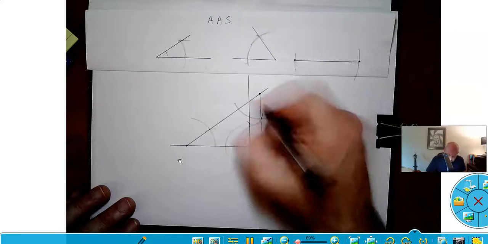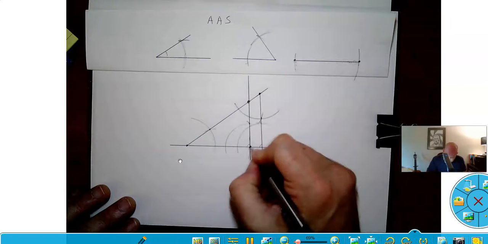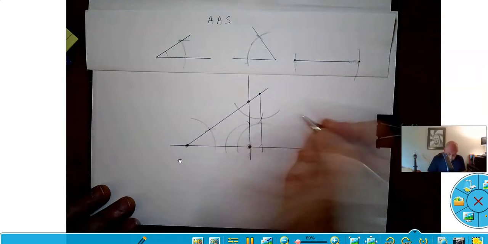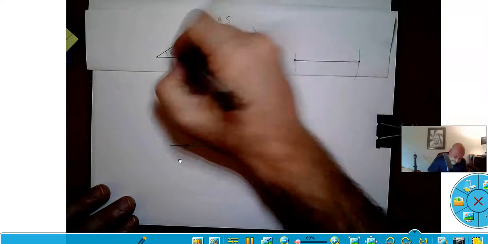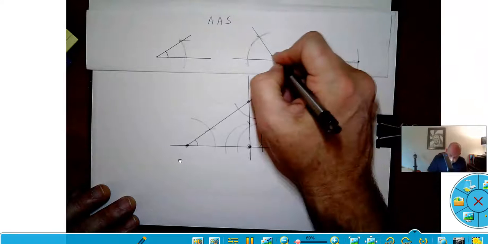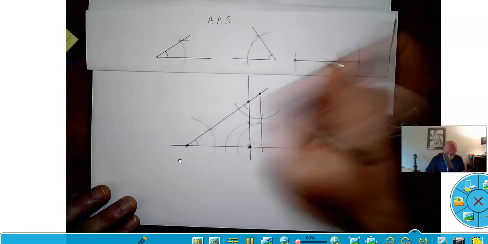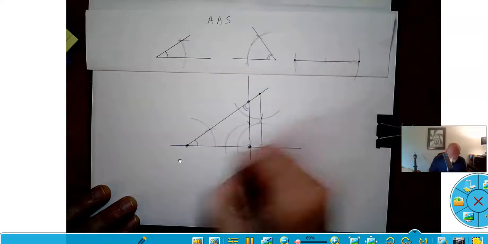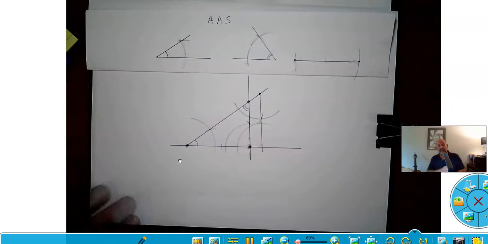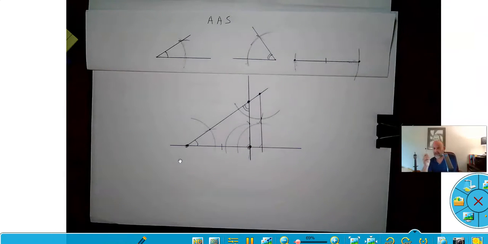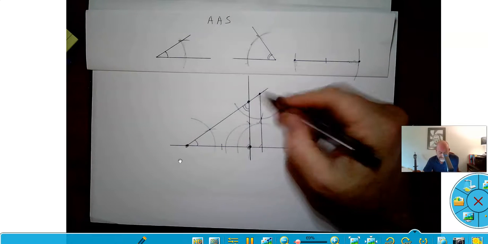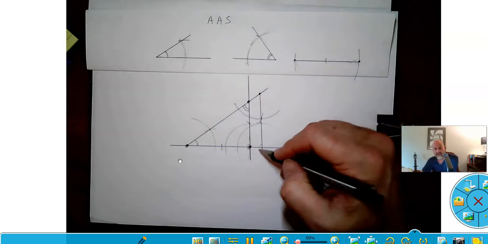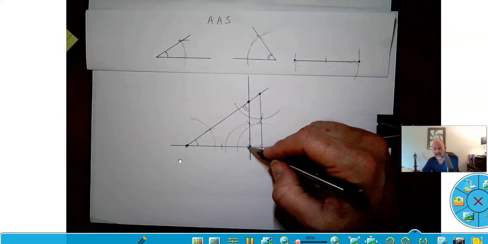But yeah, now from here to here to here, this angle matches this angle. This angle matches this angle. Oops, let's put 2 marks so we can see it. And this side matches this side. And so we have angle, side, angle. But you notice what we had to do. We had to make a side that was too big first, and then cut it down and make a parallel line, right?